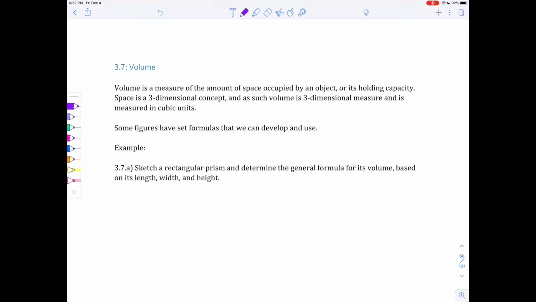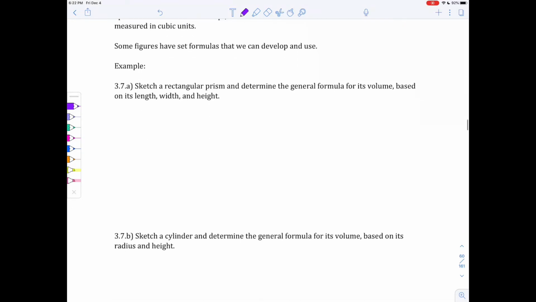Well, volume is a measure of how much space an object occupies, or how much you could actually fit inside of that object. So as volume is a 3D concept, our units are also going to be cubic, right? So to the power of 3. On your formula sheet, you have some general formulas for volume. What we are going to start off by doing is taking those general formulas and making them more specific for different shapes. So first of all, we're going to sketch a rectangular prism.